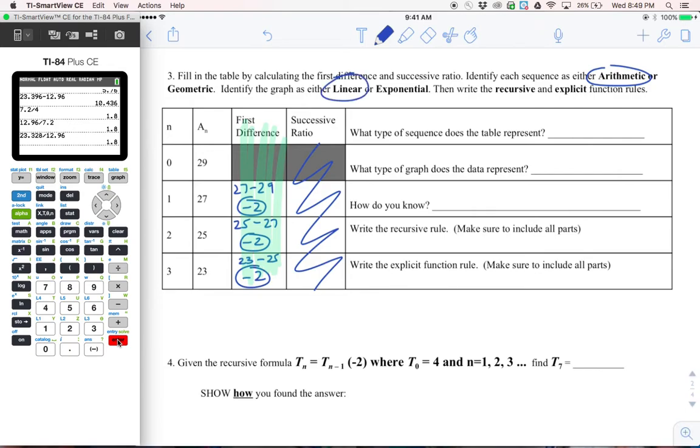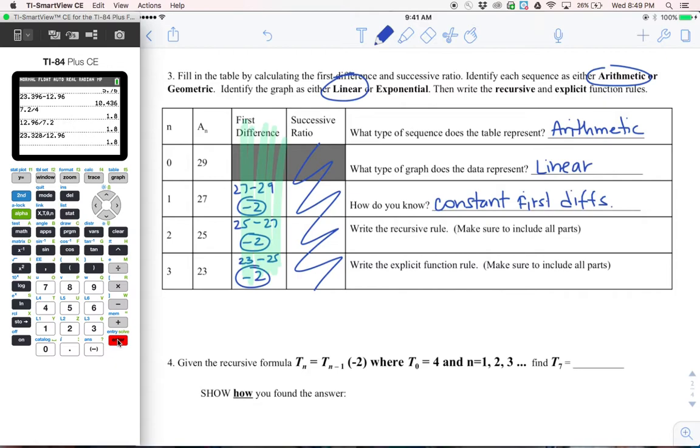So what type of sequence does the table represent? Arithmetic. And the graph is linear. How do you know? We're going to say constant. Remember last time we said constant successive ratios? This time we say constant first differences. First diffs, all right?